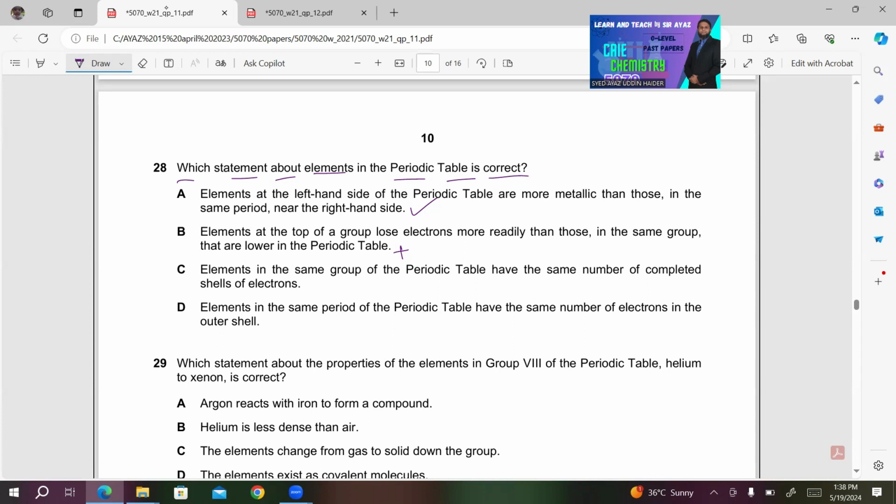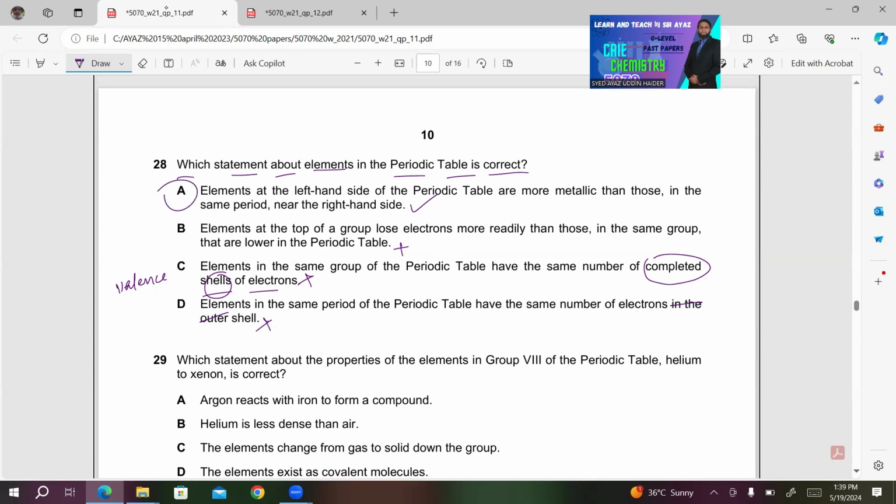C. Elements in the same group of the periodic table have the same number of completed shells of electrons. They have the same valence electrons, not completed shells of electrons. D. Elements in the same period of the periodic table have the same number of electrons in the outer shell. Same number of electron shells, not same number of electrons in the outer shell. This is also incorrect. So A must be the right answer for this one.